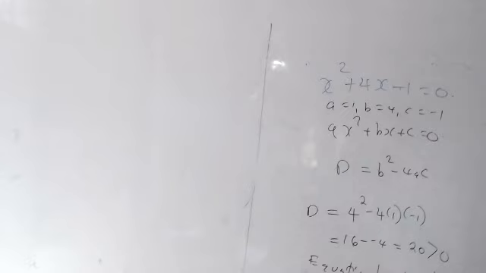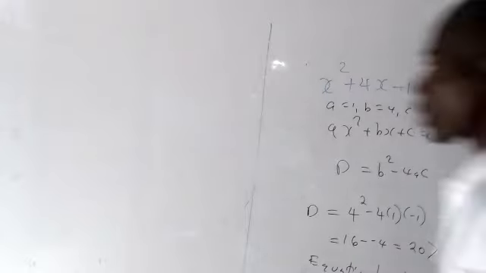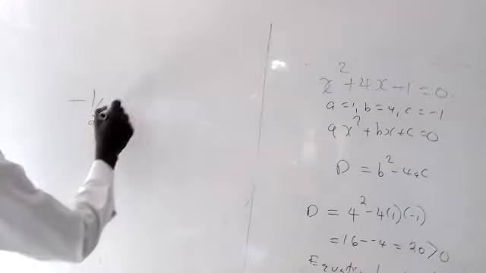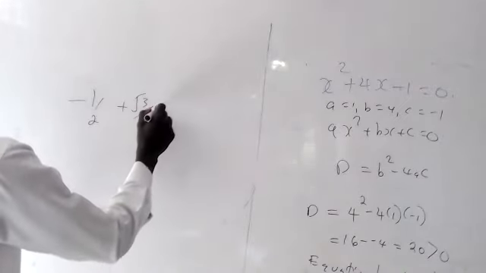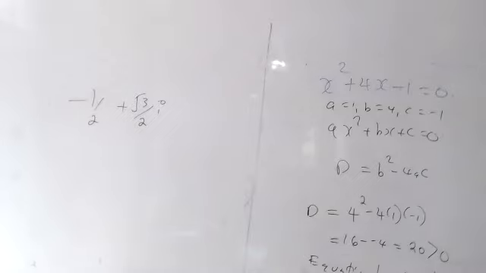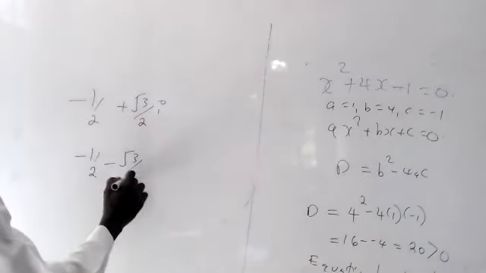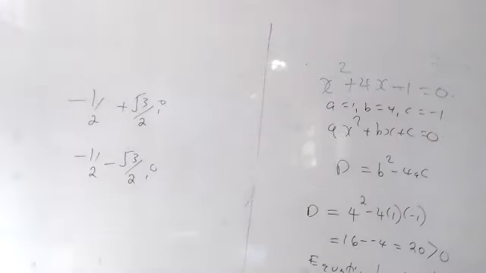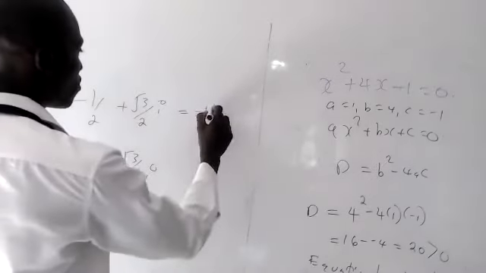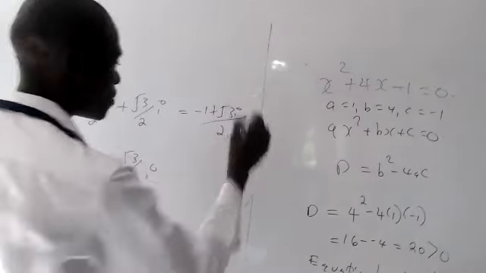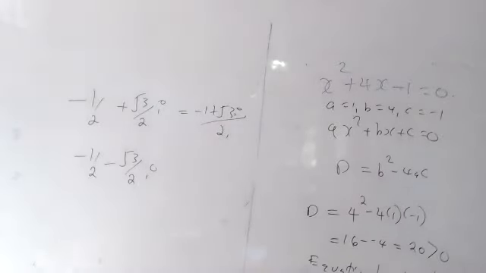I got my answer as x equals minus 1/2 plus the root of 3 over 2i. Yes, that's okay. That's one of the roots. And then the other one is minus 1/2 minus the root of 3 over 2i. Yes, those are the roots. It's the same thing. This is the same as writing minus 1 plus root 3i divided by 2. It's the same. Okay.